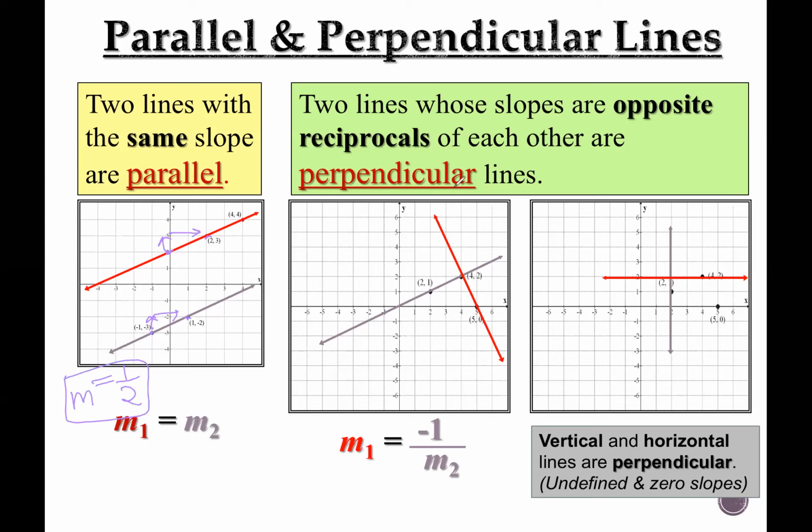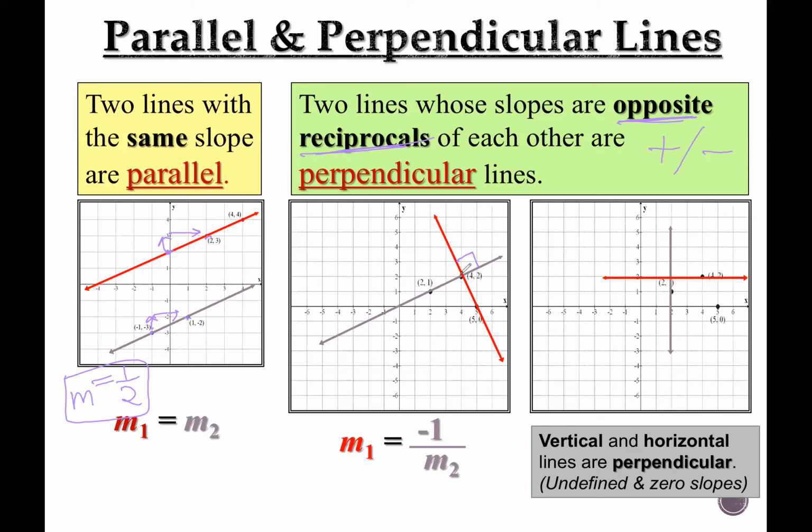Now, perpendicular lines do not have the same slope. These lines form a 90-degree angle, a right angle. Now, we're not talking about angles in this class, really. So again, it comes back to slope. Their slopes are opposite reciprocals. Okay, opposite means you're changing from positive to negative. Reciprocal, you might think of flipping a fraction.